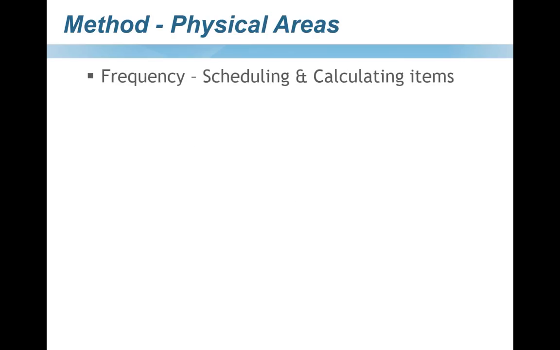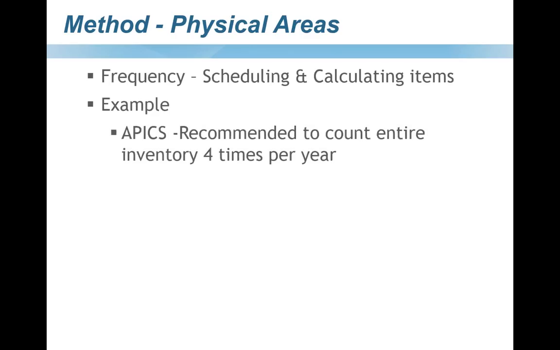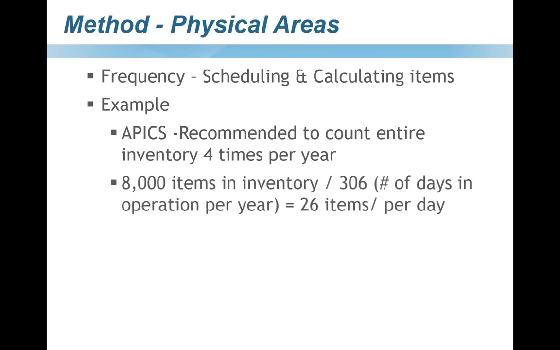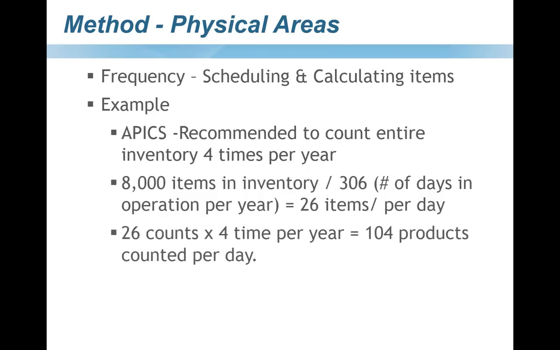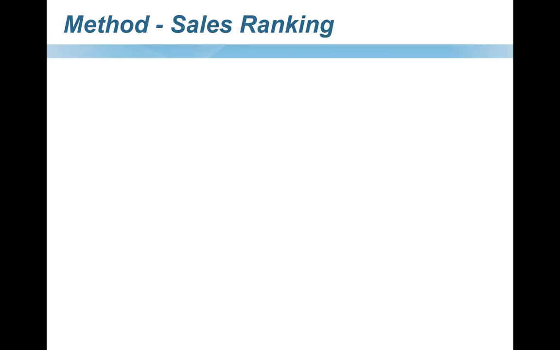To give you an example of how that would work, for the frequency of how often you would do that, the APIX organization recommends you count your entire inventory 4 times a year. So if we had 8,000 items and 306 days of the year to operate, we would need to count 26 items per day. 4 times a year would be 104 products counted per day. That's a lot of products to count in an individual day.